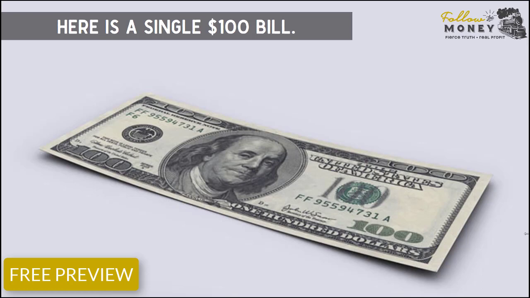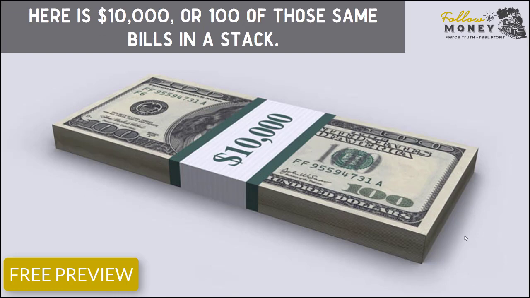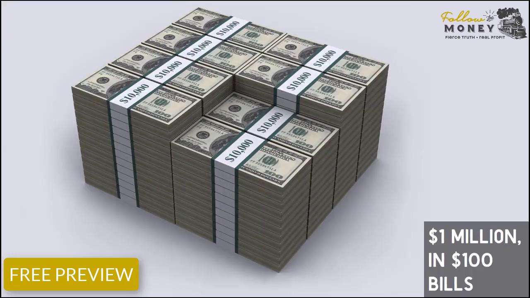Here is a single $100 bill, right? So there it is right in front of us. Then we take a stack of these $100 bills, and we create a stack of $10,000. We're going to keep denominating in $100 bills. Now we have seen what $100 looks like by itself. Then we saw a stack of $100 bills. That was $10,000. Now here we have $1 million in $100 bills.